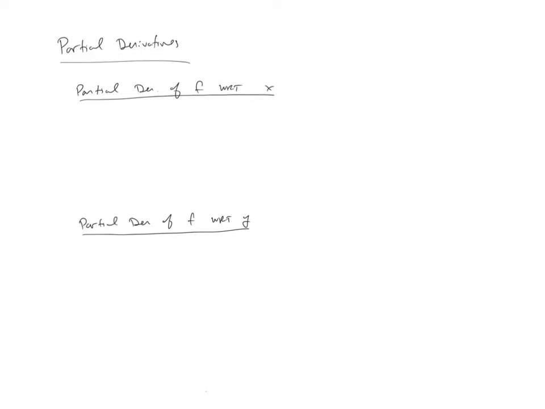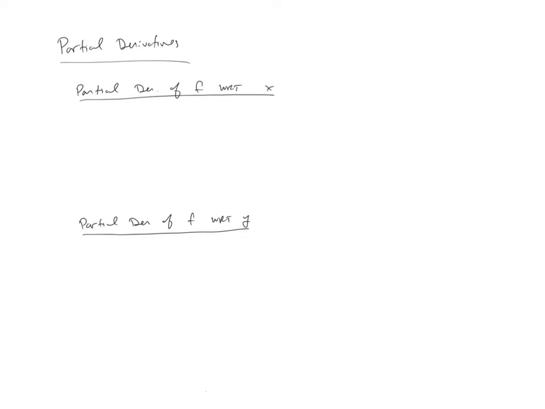We're going to be talking about partial derivatives of f with respect to x and partial derivatives of f with respect to y. The partial derivative of f with respect to x is approaching along a path that is parallel to the x-axis. With respect to y is going to be approaching on a path parallel to the y-axis.